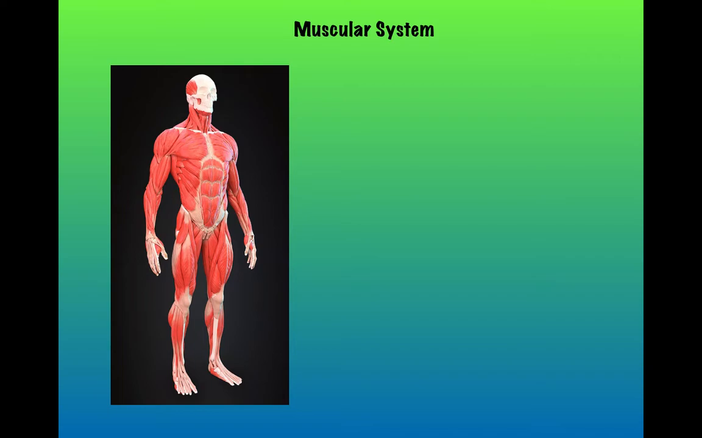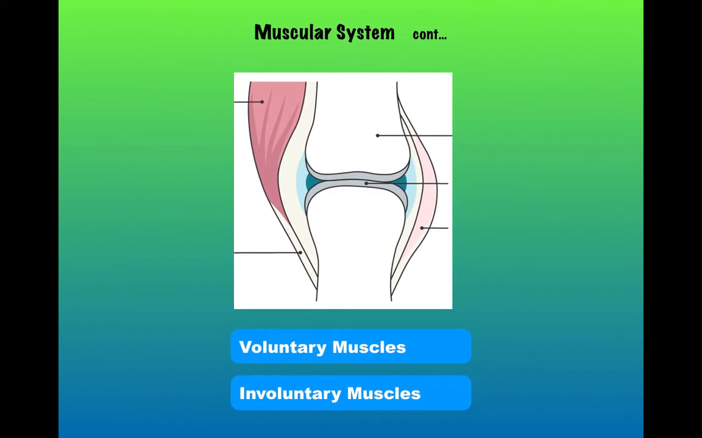The next system is the muscular system. The muscular system is made up of muscles. Muscles are bundles of fibers and cells. There are more than 600 muscles in our body. Let us see this diagram. The muscles act as elastics and they allow the bone to move and bring about the movements of the joint.